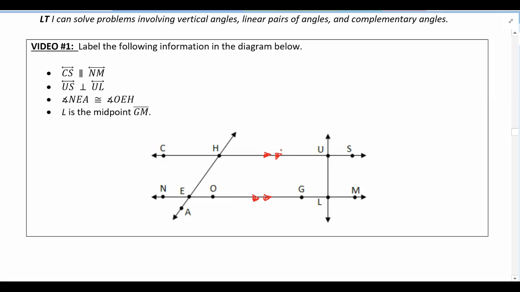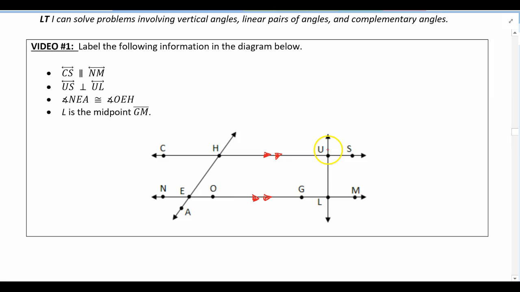Alright, next we have line US is perpendicular to line UL. So here's line US. Remember, when we name a line, all we need to do is pick two letters on the line, any two letters in any order, and put the line symbol above it. So line US is the line that goes through U and it goes through S, and it continues forever in both directions. So C and H are also on that line, and we could have used those to name it as well. So we've got line US is perpendicular to line UL.